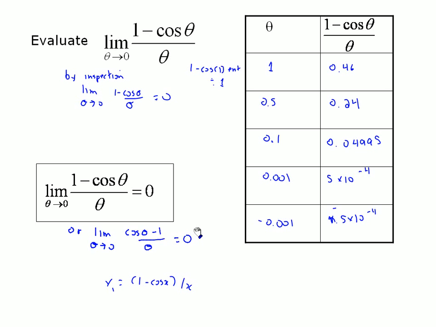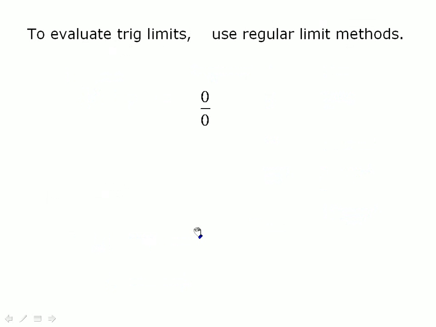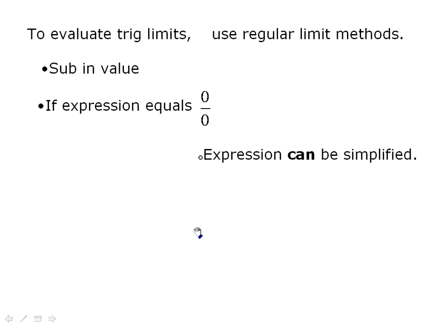Now where we're going is evaluating a bunch of different limits, mostly working with these two forms, although there's another one that's going to affect us later on. So to evaluate trig limits, use regular limit methods. Ignore that 0 over 0 for now. You always substitute in the value. And then if the expression equals 0 over 0, this tells you that the expression can be simplified. So you go on with it.